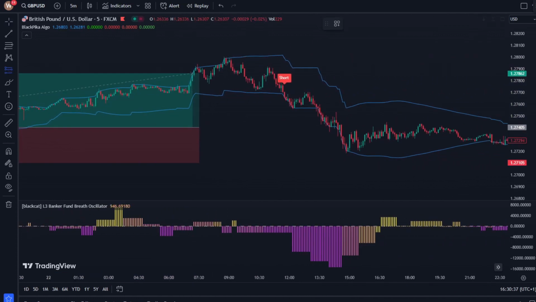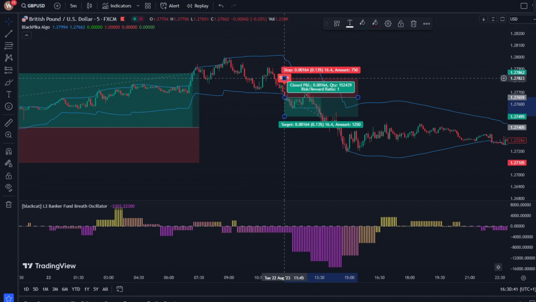If not, don't worry. Now, let's look at a few trading examples to better understand how this all works in practice. Let's move on to the next example. Here, the Black Pika indicator generates a sell signal. The banker fund breath oscillator is below the zero line. All our conditions are met. We open a sell order.